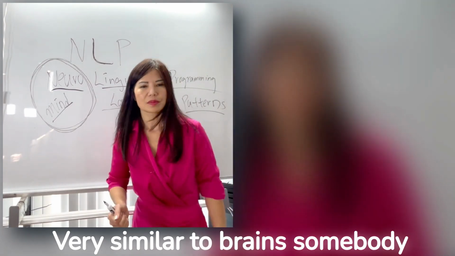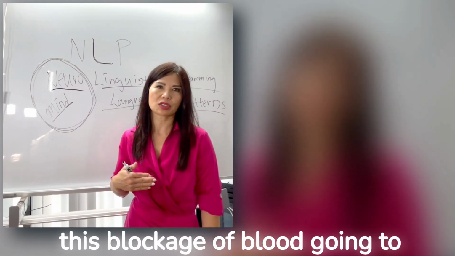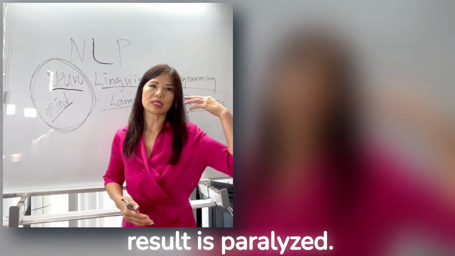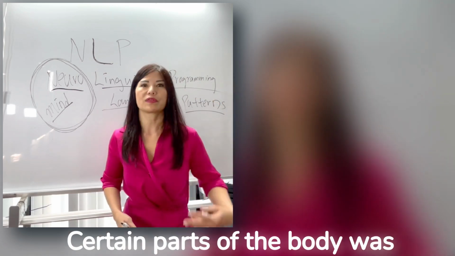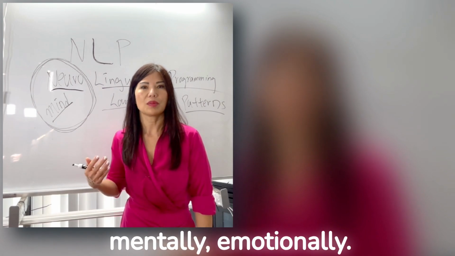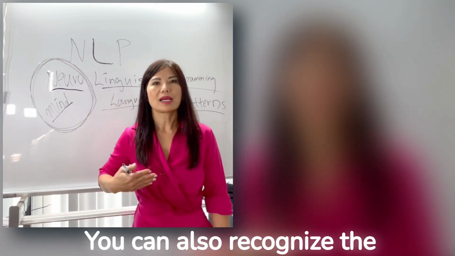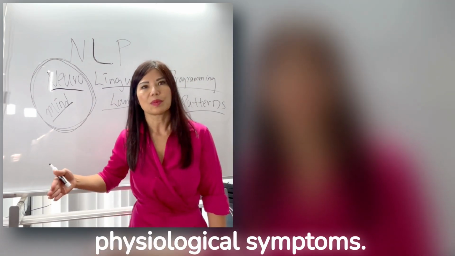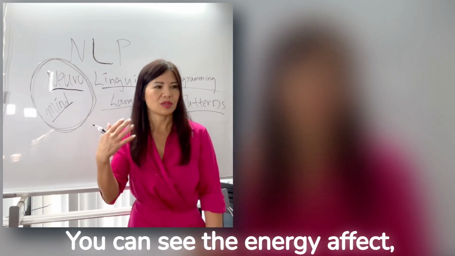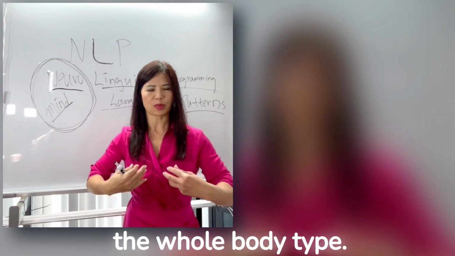Very similar to the brain. Somebody who has a stroke has a blockage of blood going to the brain, and then the result is paralysis of a certain part of the body. It's the same when somebody feels stuck mentally, emotionally. You can also recognize the physiological symptoms. Somebody who's stressed, depressed, angry. Somebody who's angry, you can see the energy affect not just the physical, but the whole body.